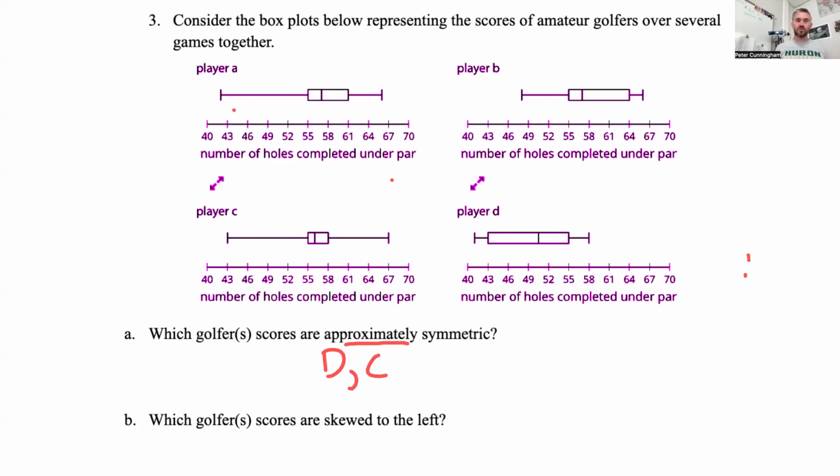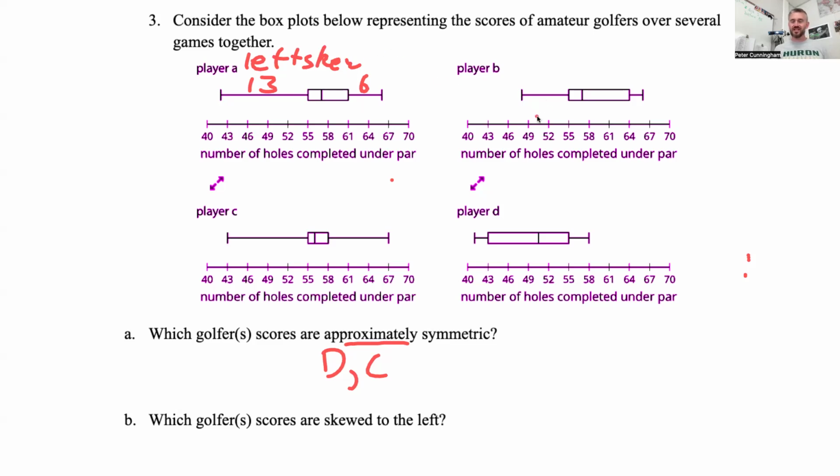Which ones are skewed? Look how A has the gap between 42 and 55. That's a 13-point spread between minimum and quartile one. Where there's only a 6-point spread on the right side. So we are skewed to the left. We have a left skew.